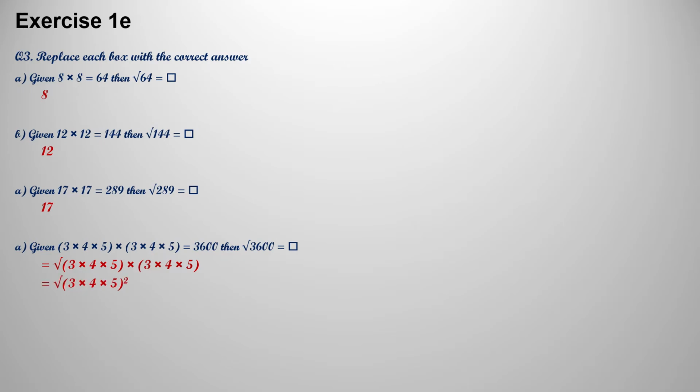You need to make a pair and put square as a common. 3 into 4 into 5 square. You multiply 3 into 4 into 5 and the answer is 60. So what we're looking for is 60 square and square root. Square root will be cancelled by the square. The answer is 60. Pretty simple.